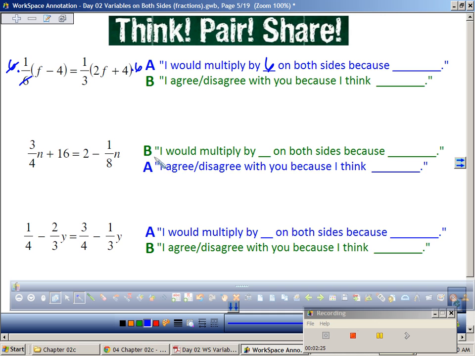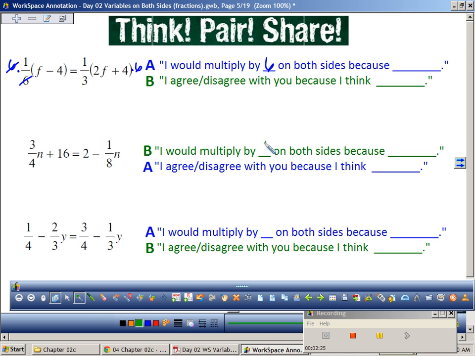Oh, but you don't have to do -8. You could just do 8. Good job. Oh, see, that's going to bug me. I got to change that color. I would multiply by 8. Good. Let's see. How about Samisi? About this one.